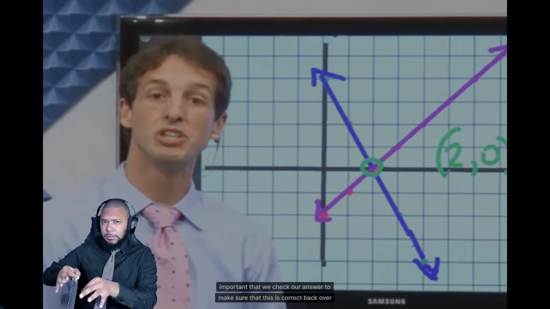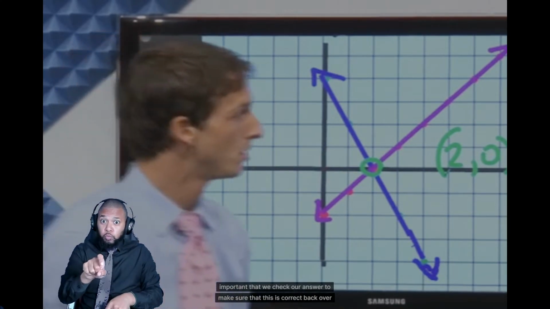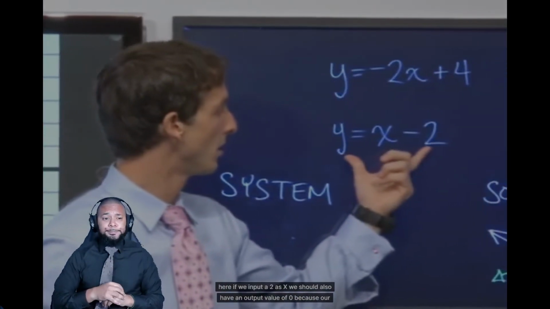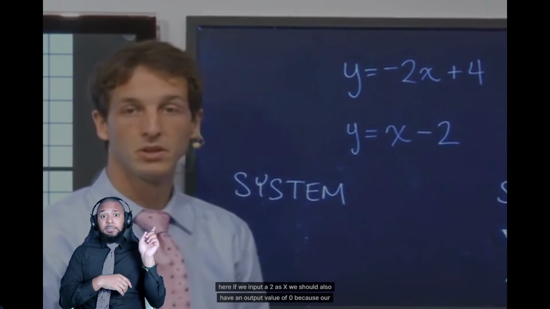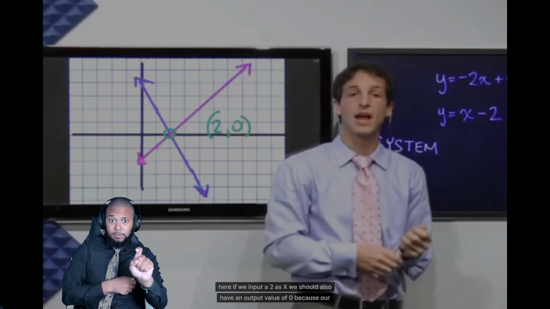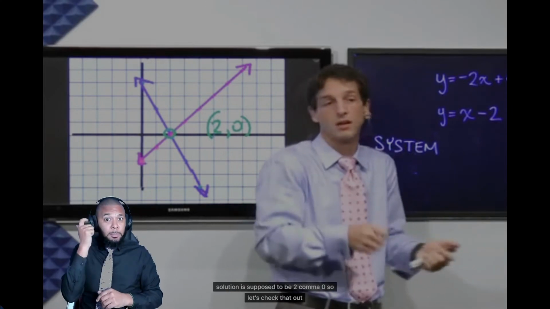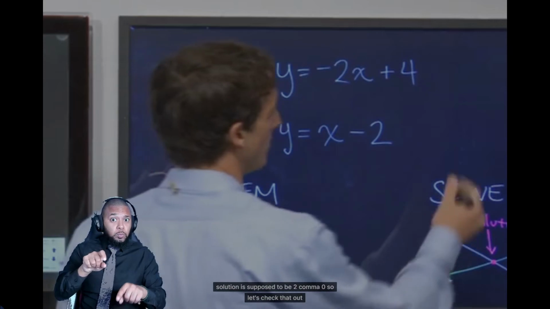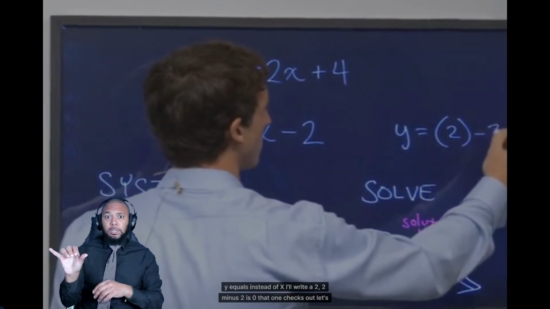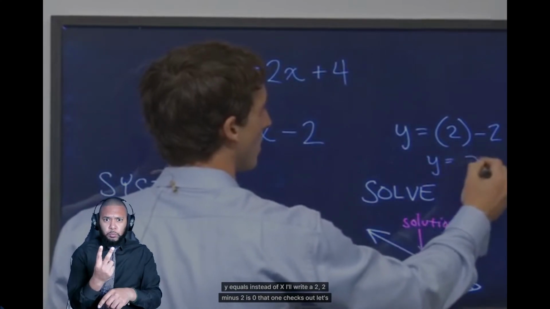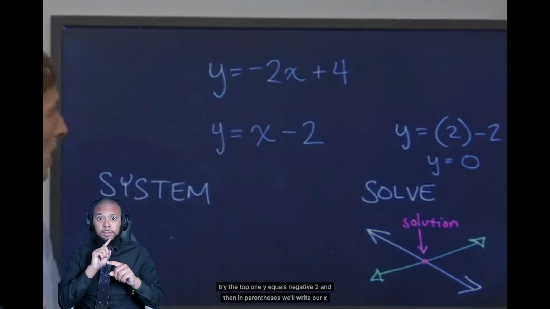Now it's important that we check our answer to make sure that this is correct. Back over here, if we input a 2 as x, we should also have an output value of 0 because our solution is supposed to be 2, 0. So let's check that out. Y equals, instead of x, I'll write a 2. 2 minus 2 is 0. That one checks out. Let's try the top one.